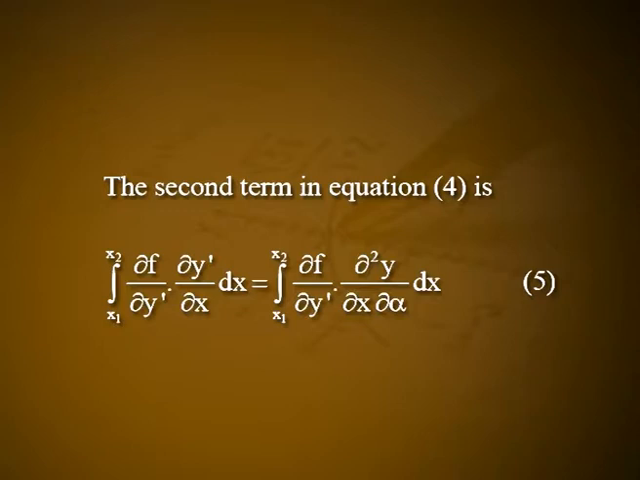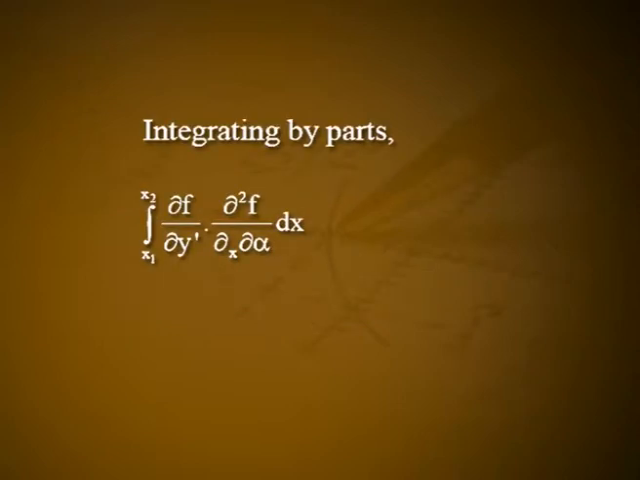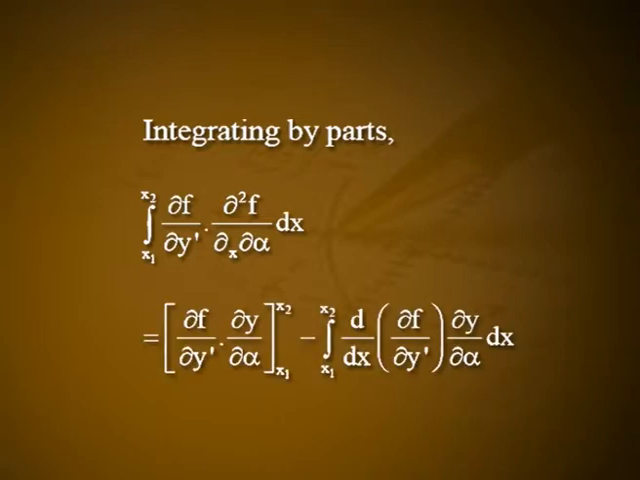Let it be equation number 5. Integrating by parts, integral from x1 to x2 of ∂f/∂y' into ∂²y/∂x∂α dx is equal to ∂f/∂y' into ∂y/∂α between the limits x1 and x2, minus integral from x1 to x2 of d/dx of ∂f/∂y' into ∂y/∂α dx.